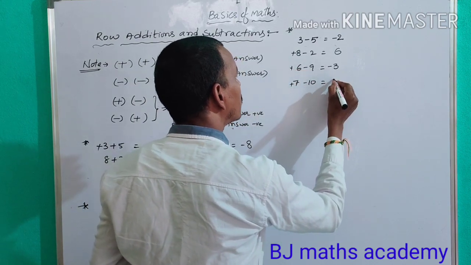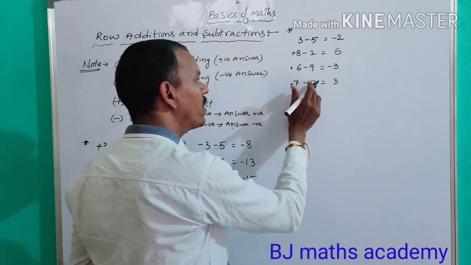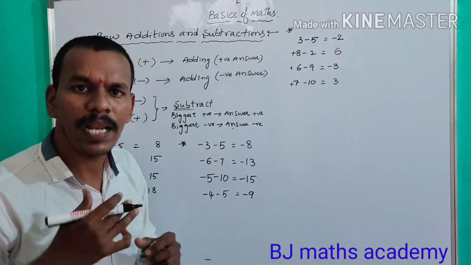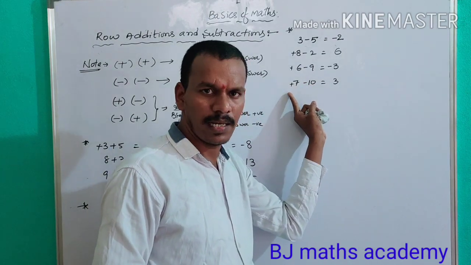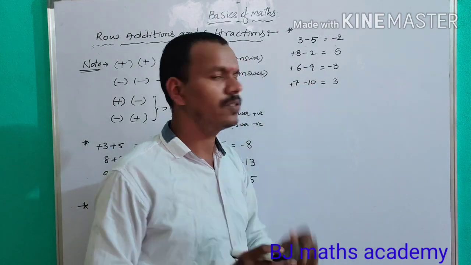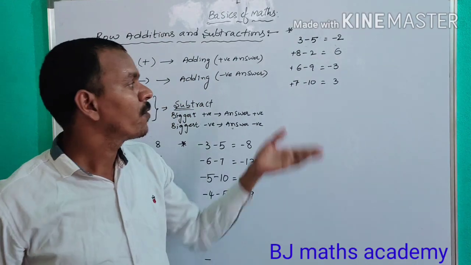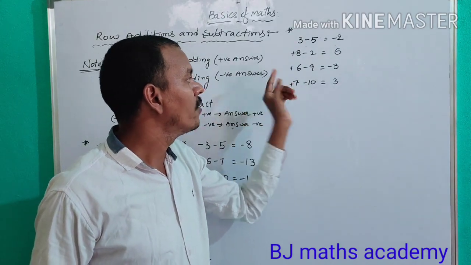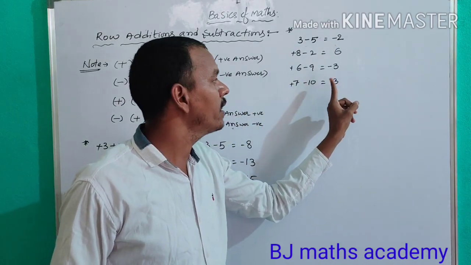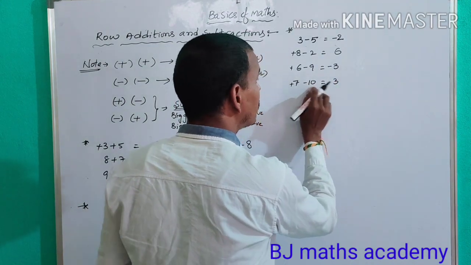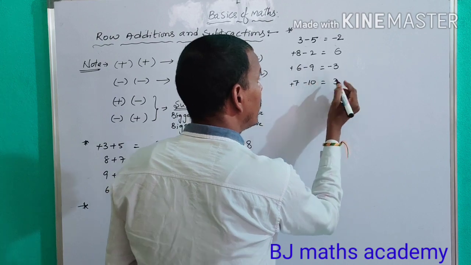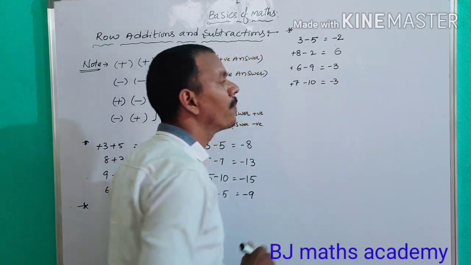How much? 3. One is positive, one is negative. So we are subtracting. So how do we subtract? We go to the biggest and subtract the smallest. So 10 - 7 is equal to 3. So we have to subtract 7 from 10. We are getting 3. But here, what is the biggest? 10. 10 has minus. That's why the answer is -3.